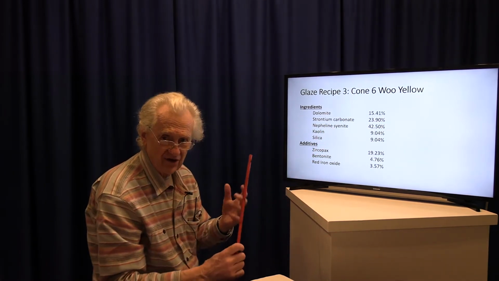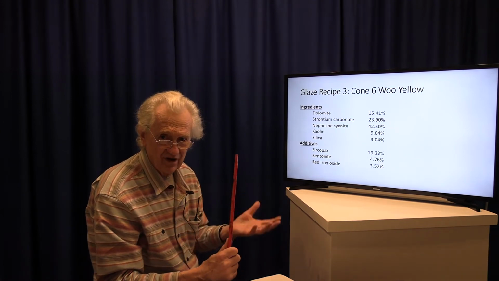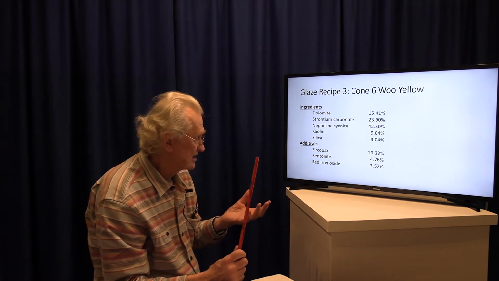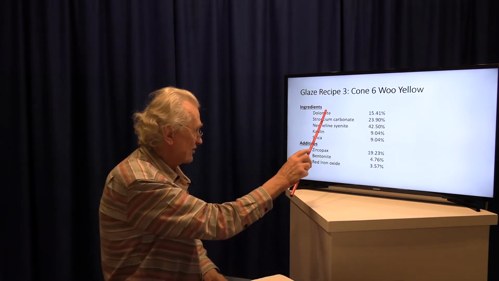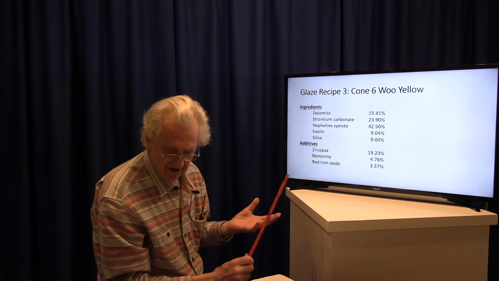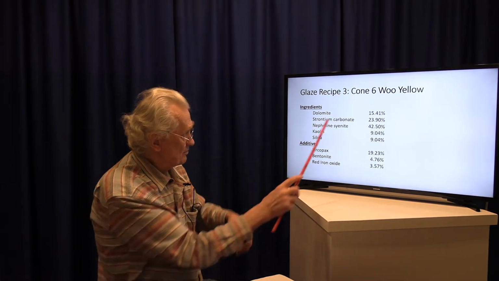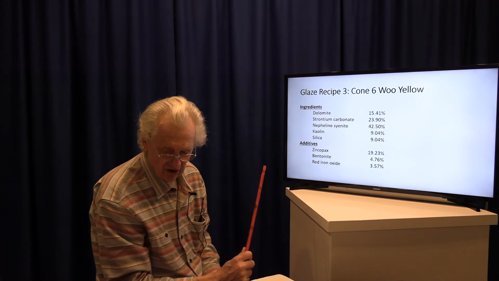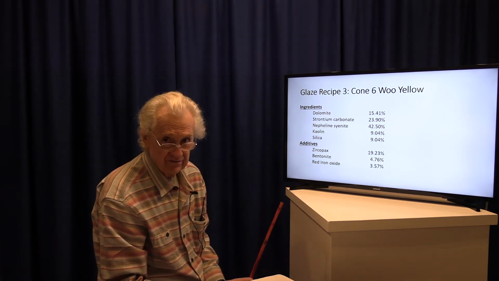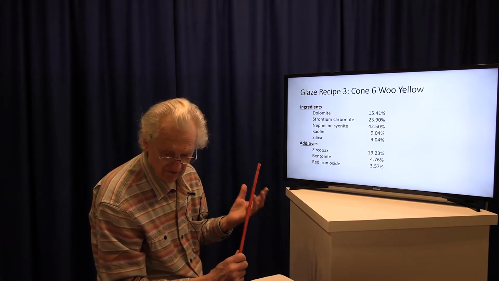Nepheline syenite at cone 6 doesn't really get liquid and runny. It softens and it sort of melts, but it stays kind of thick and gooey, so it doesn't get really runny. And with dolomite, strontium carbonate, and clay and silica, this is not going to be very runny. So despite what it's called, this is not a really good cone 6 glaze. It's probably a cone 10 glaze for it to actually flow out and become a usable glaze.